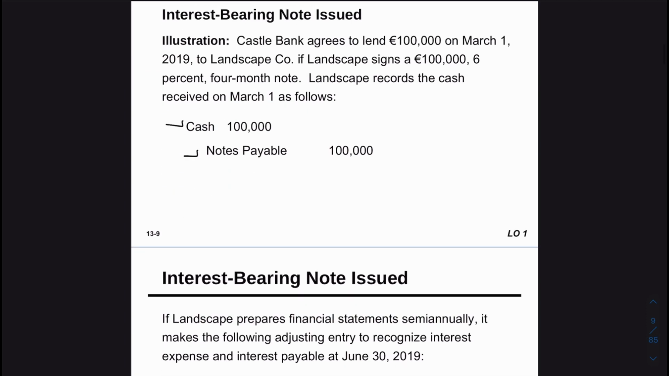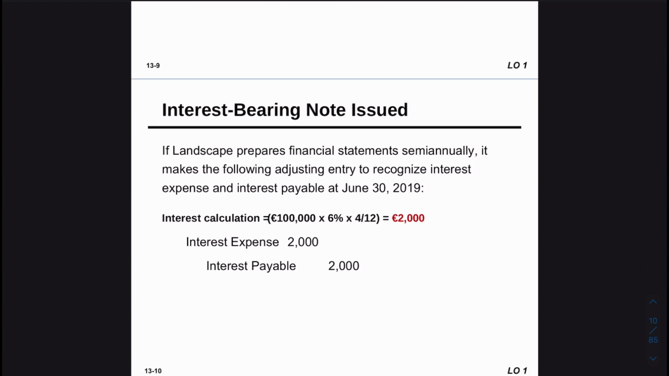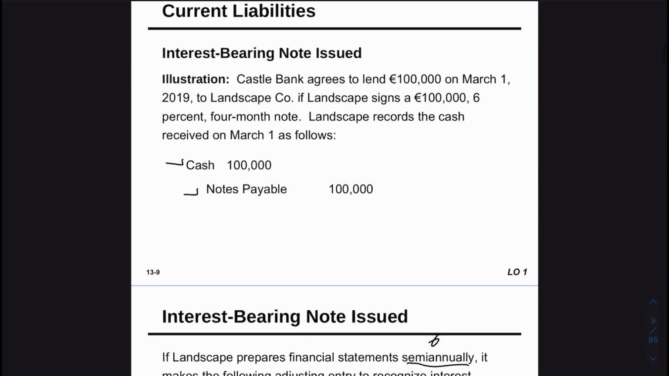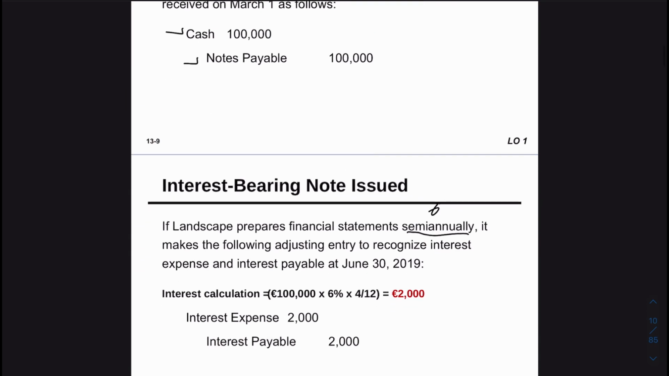as a liability. And then if Landscape prepares financial statements semi-annually, which means they are preparing their financial statement every 6 months, okay? It makes the following adjusting entries to recognize the interest expense and interest payable at June 30. So from March 1 till June 30, 4 months have passed. And now, because they are preparing the financial statement, they have to recognize the interest.